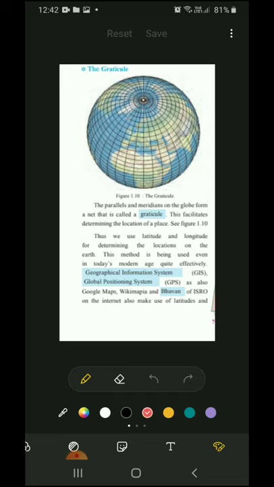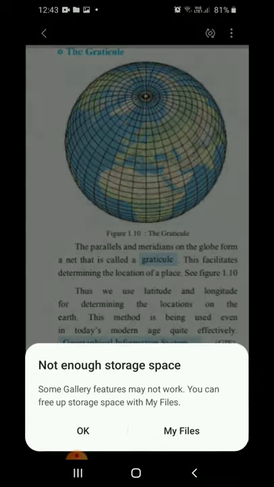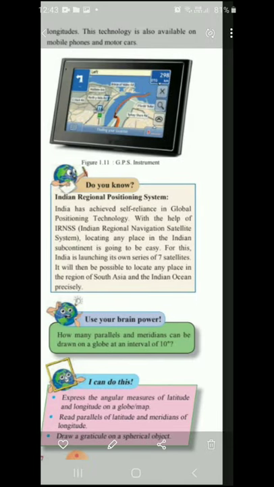See figure 1.10. Thus, we use latitude and longitude to determine the location on the earth. This method is being used even in today's modern age quite effectively. Geographical Information System, that is GIS, Global Positioning System, that is GPS, and also Google Maps, Wikimapia and Bhuvan of ISRO on the internet make use of latitudes and longitudes. This technology is also available on mobile phones and cars. Students, can you see that the GPS map is shown there in figure 1.11? Now this Do You Know part is already cancelled.